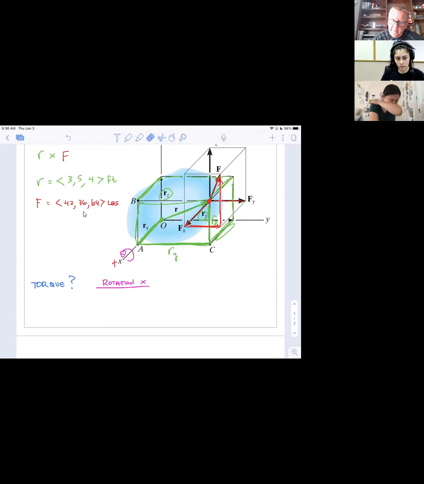Would you agree, this is kind of interesting, that the red force right here is perfectly parallel to this axis? In other words, it's pulling exactly the same direction, so it can't cause rotation around this x-axis. The F of X force is parallel to the x-axis, so it can't cause that kind of rotation.